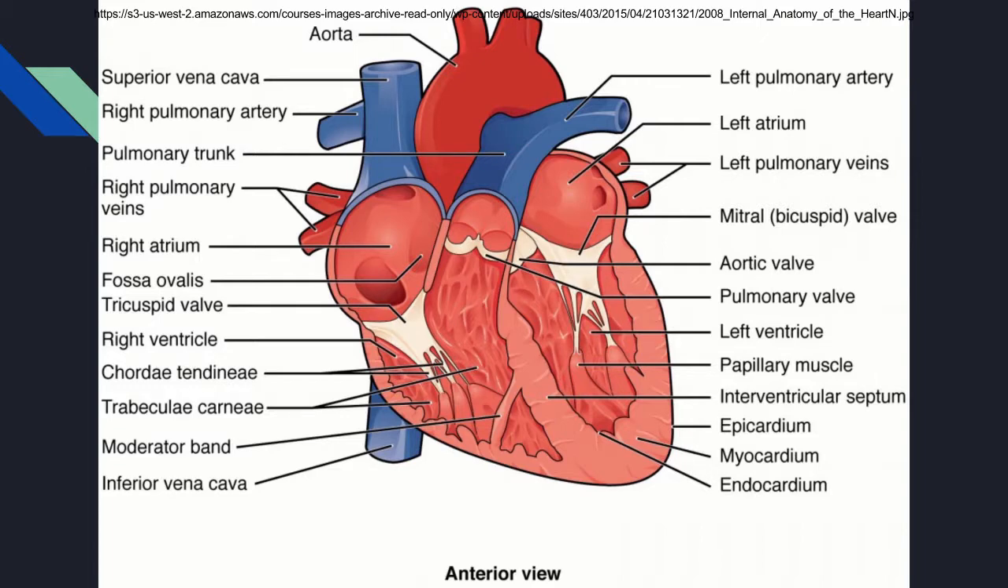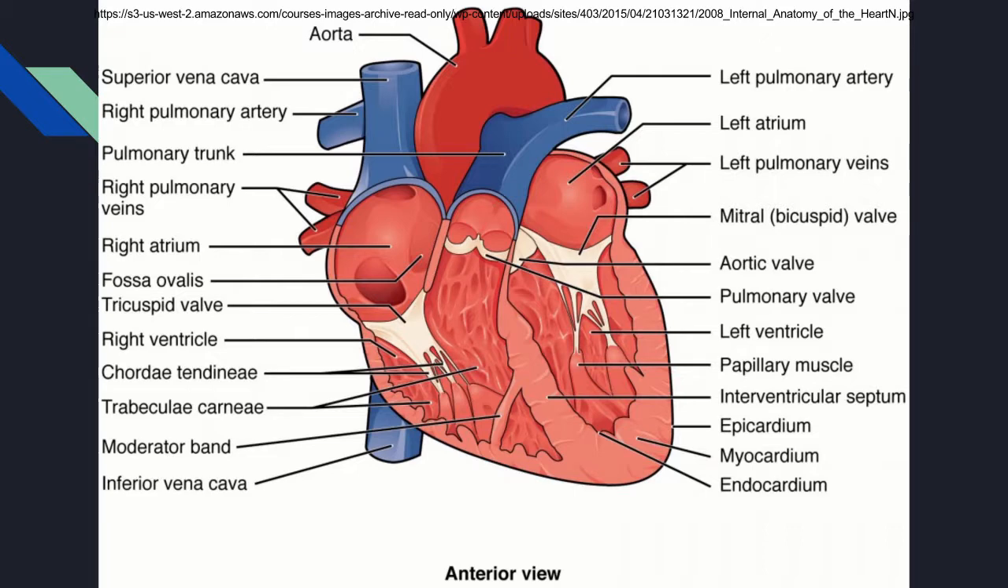I just want to point out the valves. So between the atrium and the ventricle, we have something that we call an atrioventricular valve. And the valves have little flaps on them, or cusps. On the right side of the heart, there are 3 flaps, so we call it the tricuspid. And on the left side of the heart, it has 2 flaps, so we call it a bicuspid. Kind of like your teeth. They actually have two flaps.